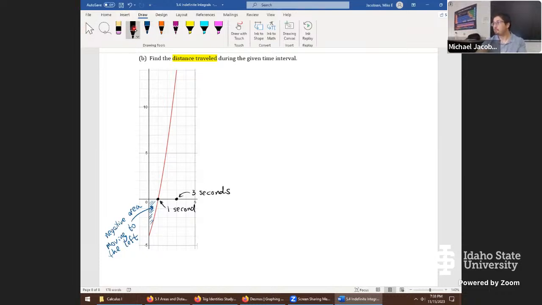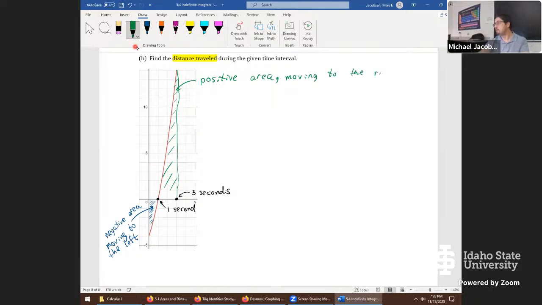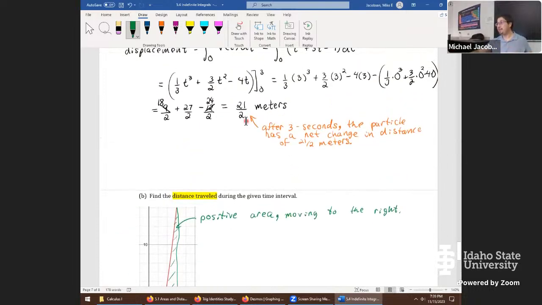From 1 to 3 seconds, let's use maybe, I guess, green for this. Well, imagine that's a perfectly straight line. All of this area is now positive, so here we're moving towards the right in this case. So let's say here, positive area means moving to the right. So when we calculate displacement, this is what we really did. We found the negative area, we found the positive area, and we just added them together, and the net area was 21/2, but it wasn't the distance traveled.